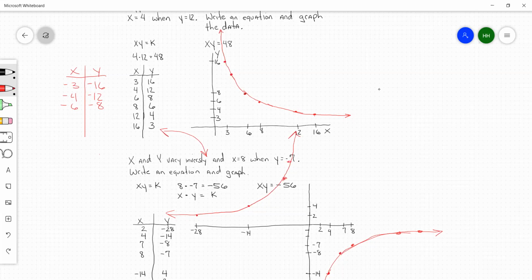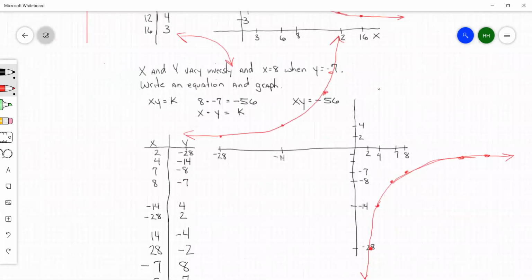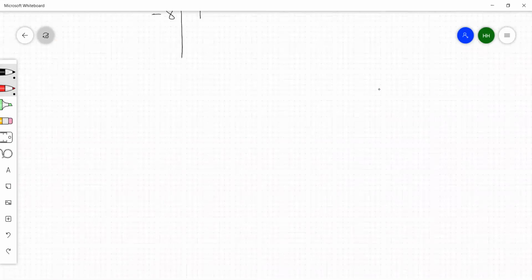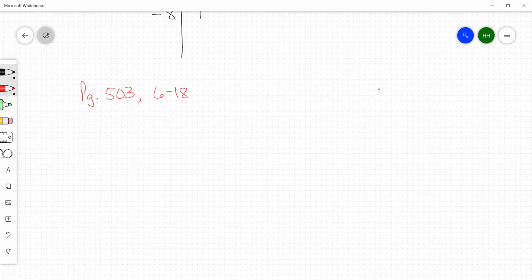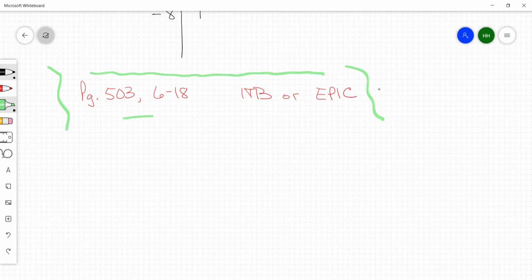All right, so your assignment for today, page 503. Six through 18. Six through 18. That's going in the basket. Or if you're an e-learner, you are emailing a picture of your assignment upon completion. You e-learners, this page has been uploaded to the resources tab, so it's there for you to go do.